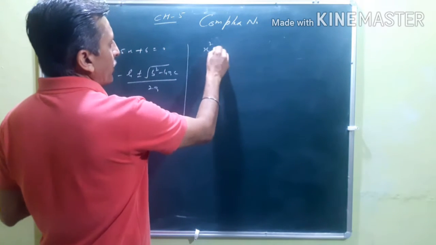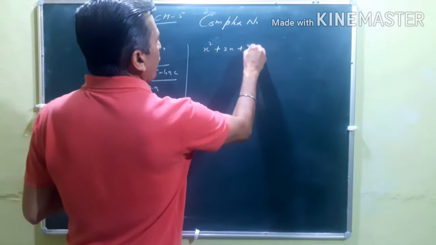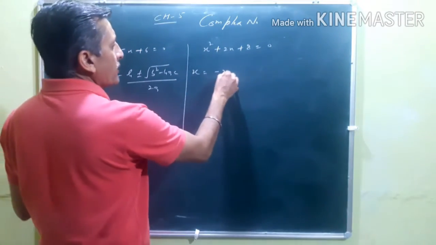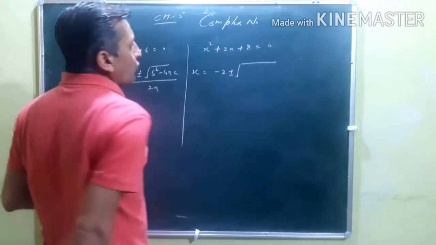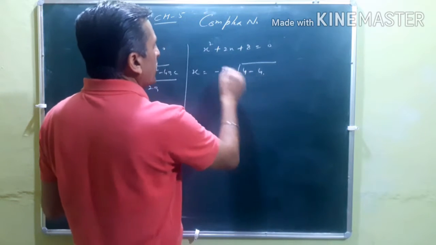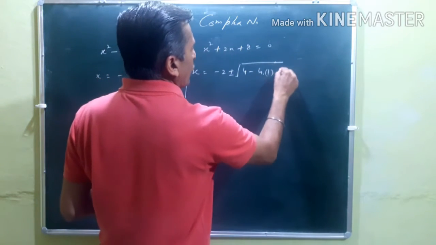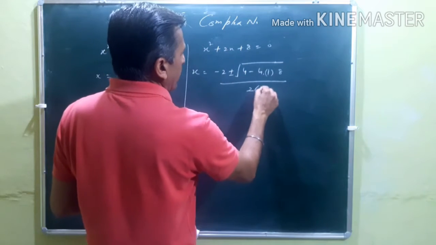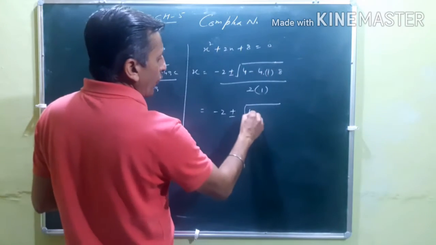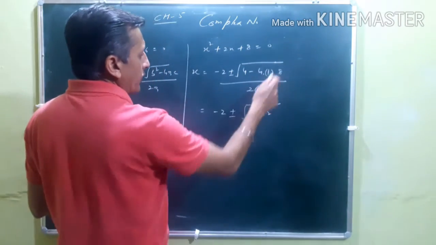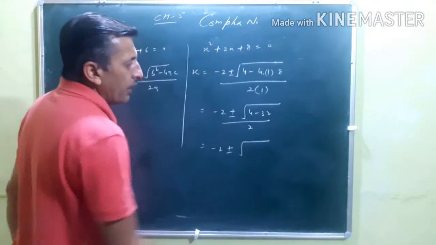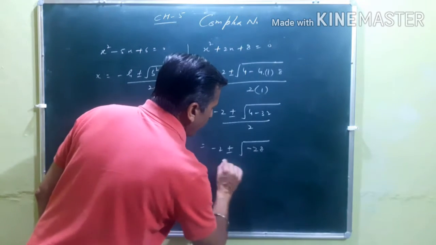See, suppose you are given x square plus 2x plus 8 is equal to 0. Now see what happens in this case. x is equal to minus b plus minus under the root b square minus 4ac upon 2a, where a is equal to 1 and c is equal to 8. So minus 2 plus minus under the root 4 minus 32, 4 eights are 32, upon 2, which is equal to minus 2 plus minus under the root minus 28 upon 2.